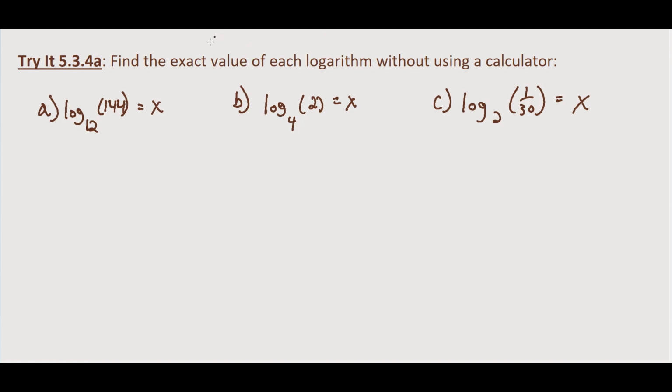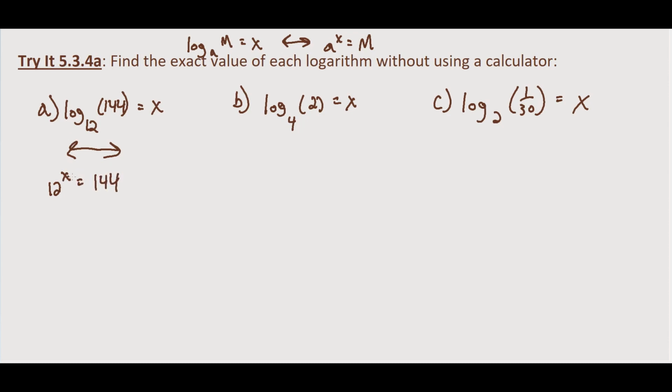So let's write down our conversion formula. Again, you can use whatever variables you want as long as the form is the same. Log base a of m equals x if and only if a to the x equals m. So log base 12 of 144 equals x if and only if 12 to the x equals 144.